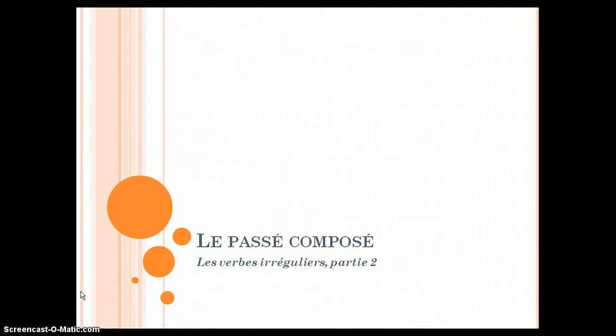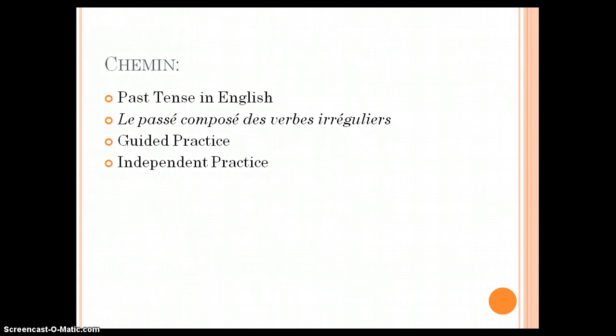Le passé composé, les verbes irréguliers, partie 2. The past tense with irregular verbs. In this video, we'll talk about the past tense in French with irregular verbs. We'll start off with an overview of the past tense in English. Then we'll go into the construction of le passé composé des verbes irréguliers. There will be some guided practice and then independent practice at the end.